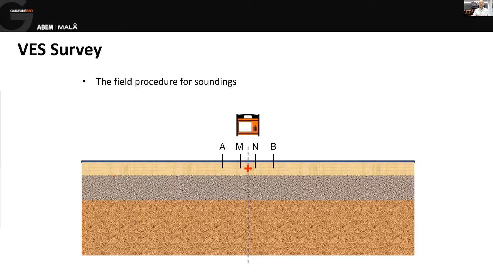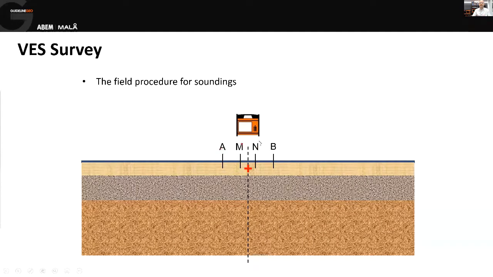So the field procedure for VES, what do we do when we take the measurements? Well, we set our instrument up, and in this particular diagram, you can see that we have an icon of a Terrameter LS or an LS2, and we would have 4 electrodes. So 2 current electrodes on the outside, labeled A and B in the textbooks, and then a voltage pair in the middle, M and N, that are measuring our return signal.